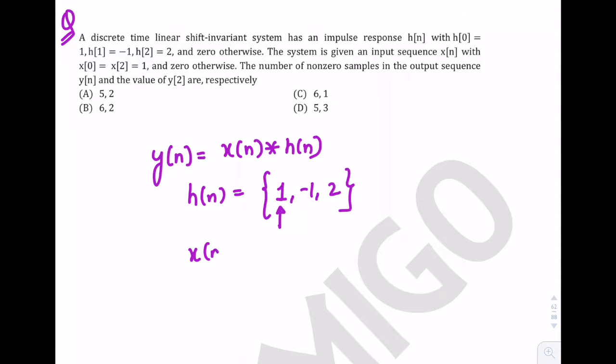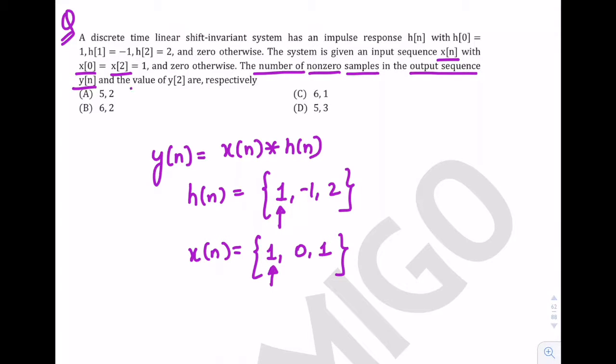It is given that x[n] has x[0] and x[2] only, with value 1, so it is 1, 0, 1. Now we have to find the number of non-zero samples in the output sequence y[n] and the value of y[2].